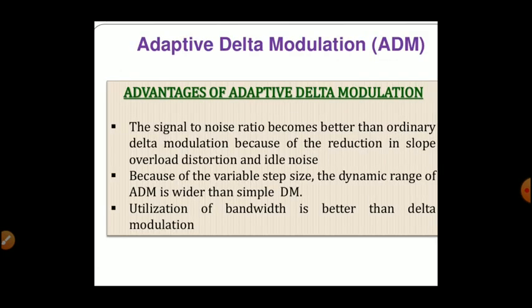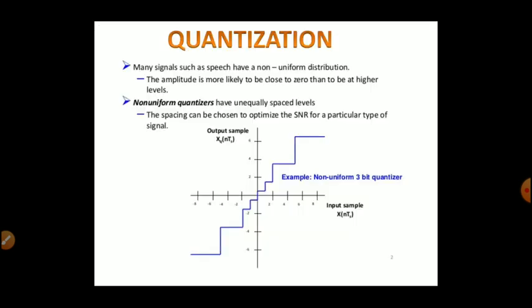Advantages of ADM. The signal to noise ratio becomes better than ordinary delta modulation because of the reduction in slope overload distortion and idle noise. Because of the variable step size, the dynamic range of the ADM is wider than the simple DM. Utilization of bandwidth is better than delta modulation.